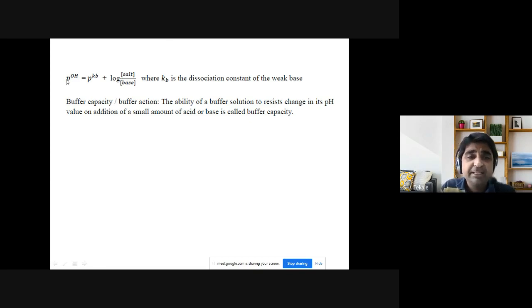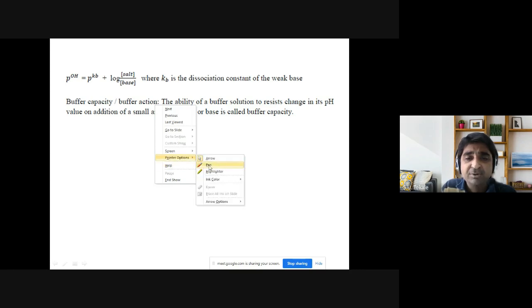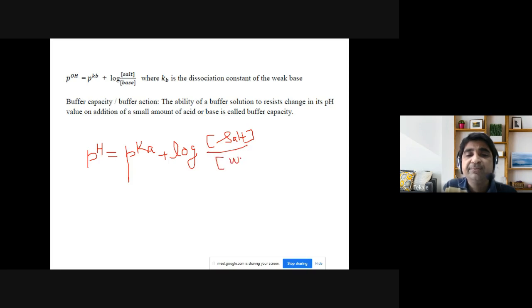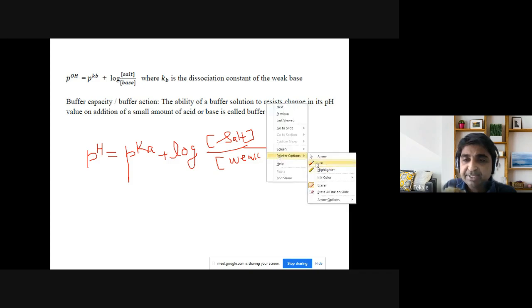Okay, so I hope you remember the last equation. What was that? The pH of an acidic buffer, that was given by pKa plus log of concentration of salt upon concentration of weak acid. Sorry, here it is weak acid. Just a minute. I am writing the previous equation here.